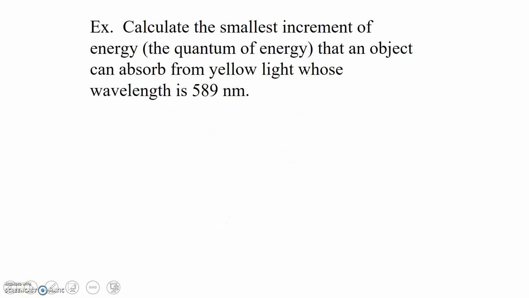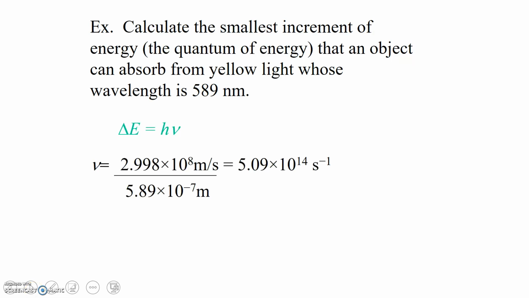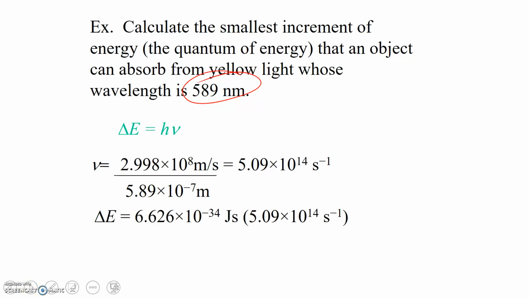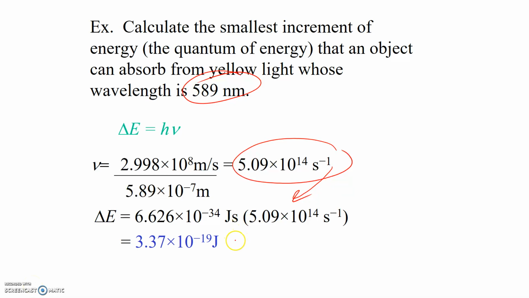Calculate the smallest increment of energy that an object can absorb with a yellow light whose wavelength is 589 nanometers. We already did this for wavelength. Now, our formula then became the energy of the photon is equal to Planck's constant times frequency. And so first, we need to convert this value to frequency, which has happened there. And then we're going to take that value resulting here and plug it into the Planck-Einstein equation, and we get 3.37 times 10 negative 19th joules. Again, this is for one photon.